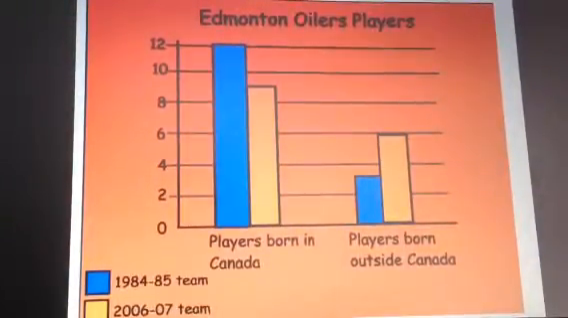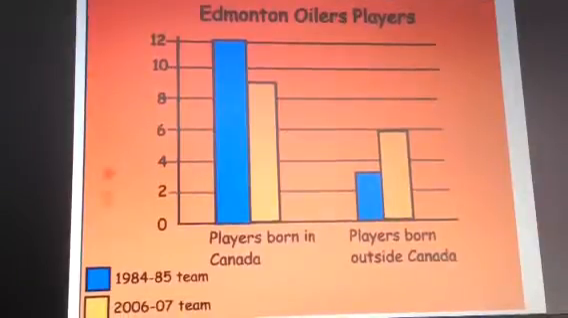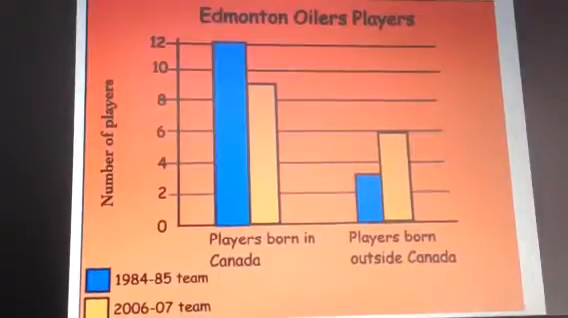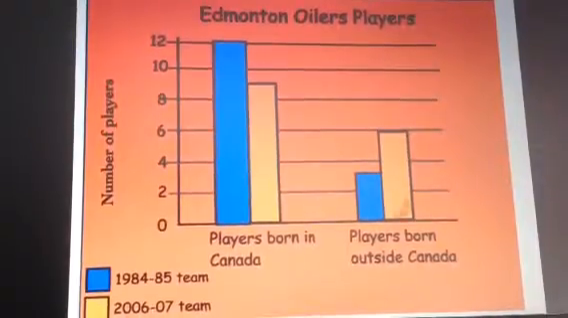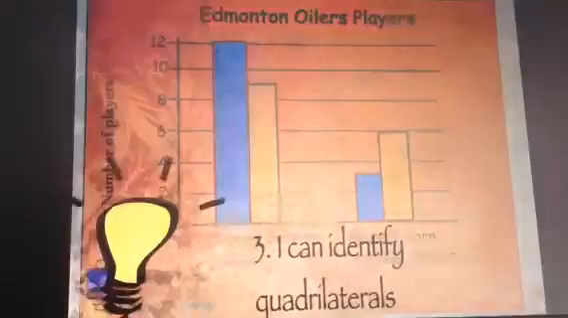So you can see from this graph we have a title, we have players born in Canada and players born outside Canada. We should have a label here, we're missing something, so there, now I have my number of players labeled. And blue is from 1984 to 85, and yellow is from 2006 to 2007. So you can see that Sean's dad actually was right. There were more players from Canada in 1984, and there were more players outside Canada in 2006, but it wasn't actually that big of a gap. So there you are. That's how you use a database and make a double bar graph.